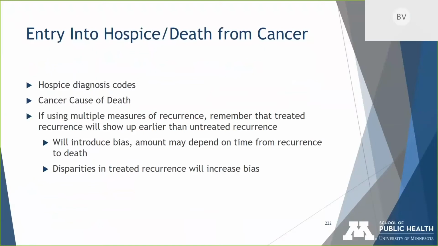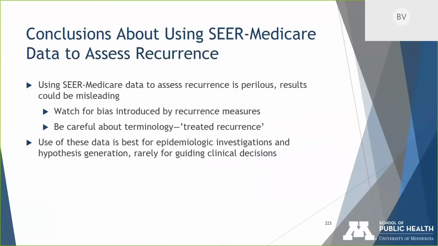One caution, if you decide to use multiple measures of recurrence, so you're looking for treated recurrence or entry into hospice or death from cancer, just remember that entry into hospice and death from cancer will show up later than the treated recurrence. They may have recurred and it will take longer for the entry to hospice or the death to actually occur. So that could introduce bias depending on the time from recurrence to death. Also, disparities in treated recurrence will increase bias. If certain groups, older patients, for example, are less likely to be treated for their recurrence, that could introduce bias into your study.